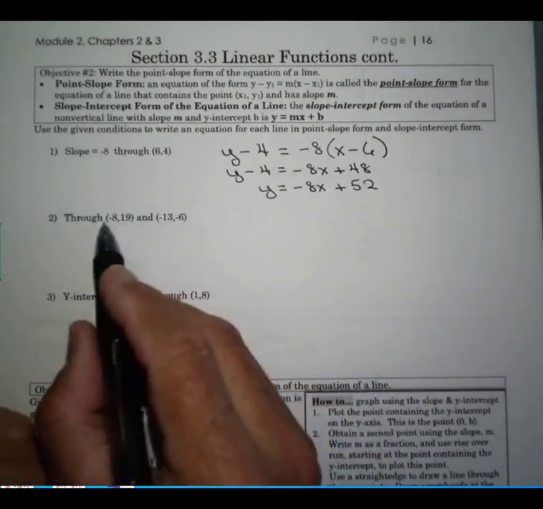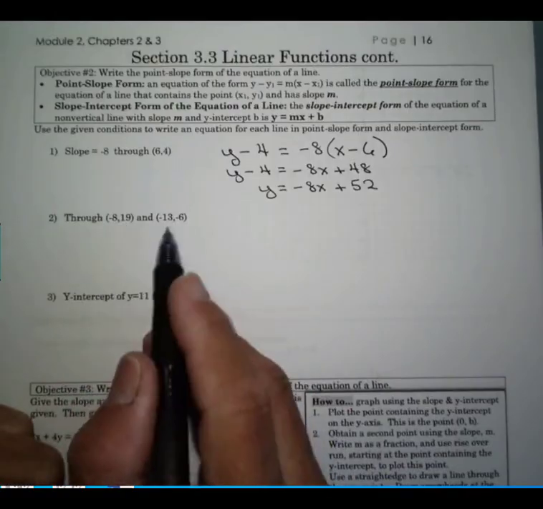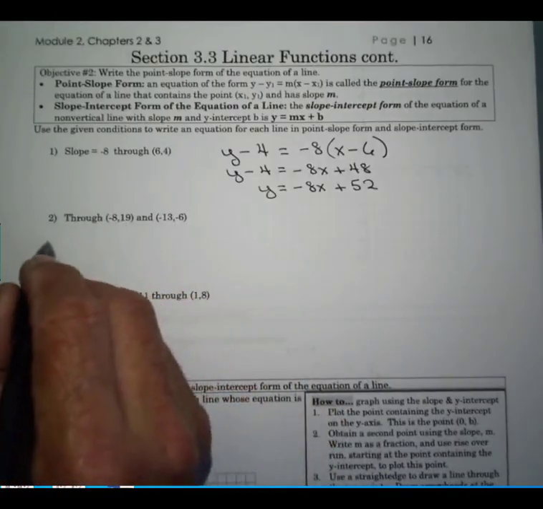Now, let's do another one. This one, we don't know the slope. We know 2 points. So we have to first find the slope. Let's see if we can do this.